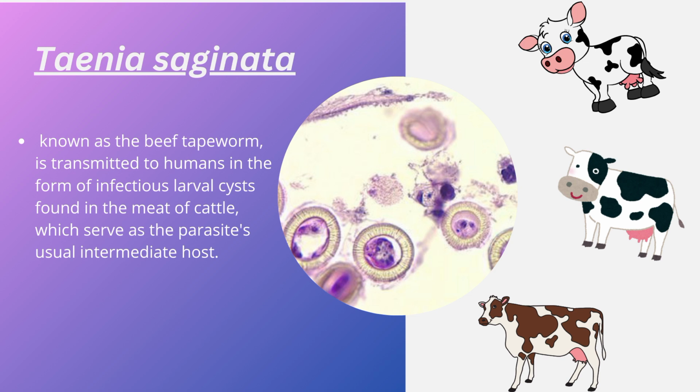Taenia saginata, known as the beef tapeworm, is transmitted to humans in the form of infectious larval cysts. In the past, it has been reported in Asia, Europe, Africa, and North and South America.